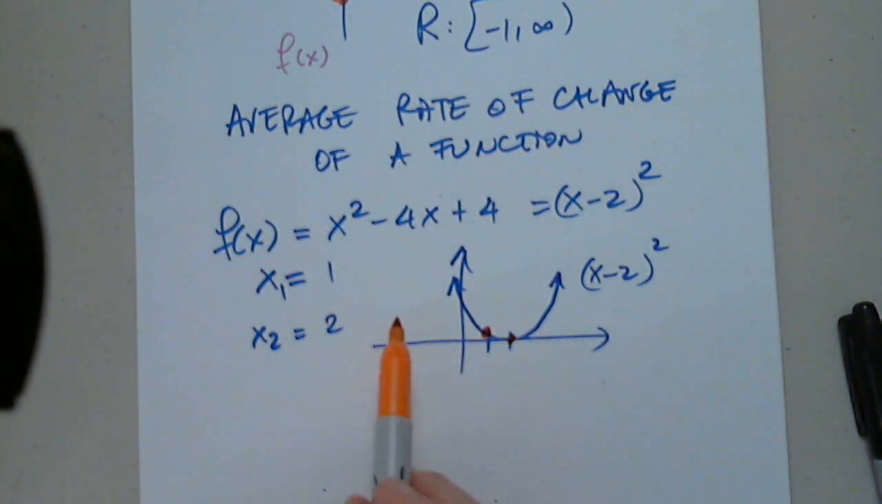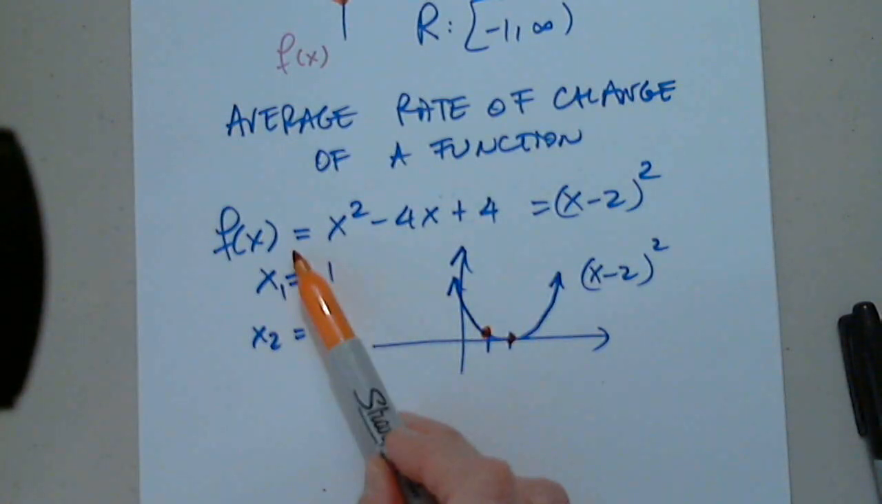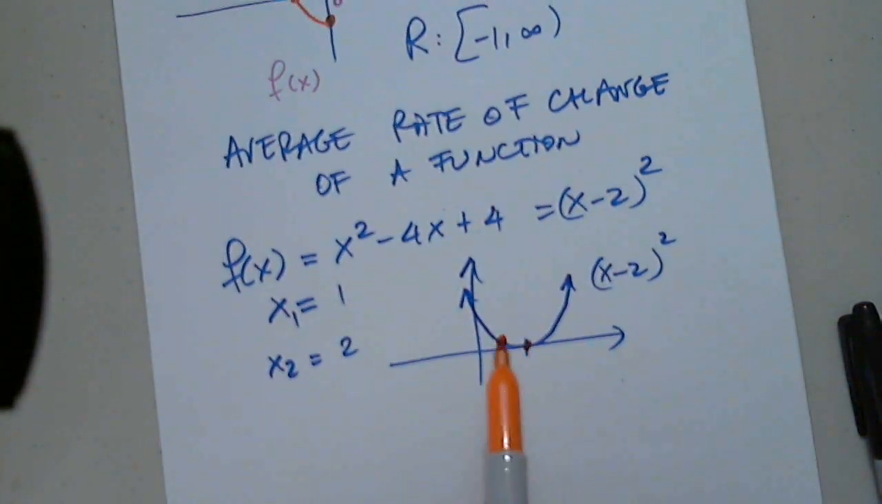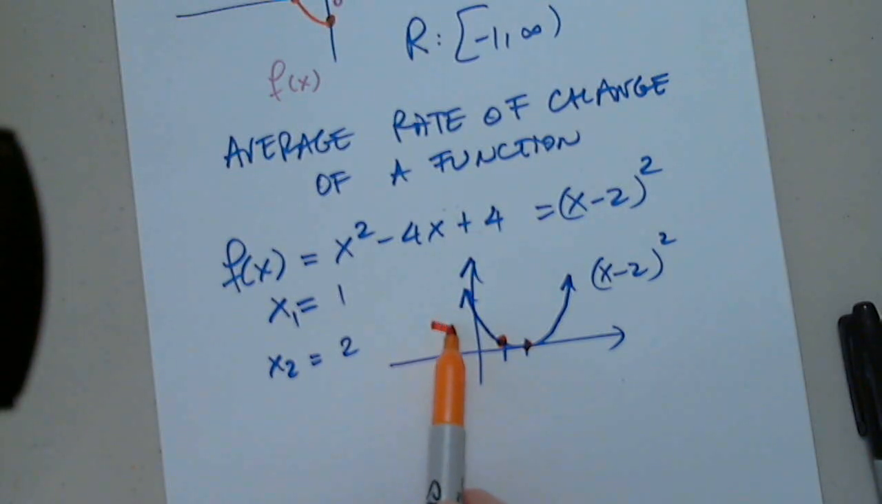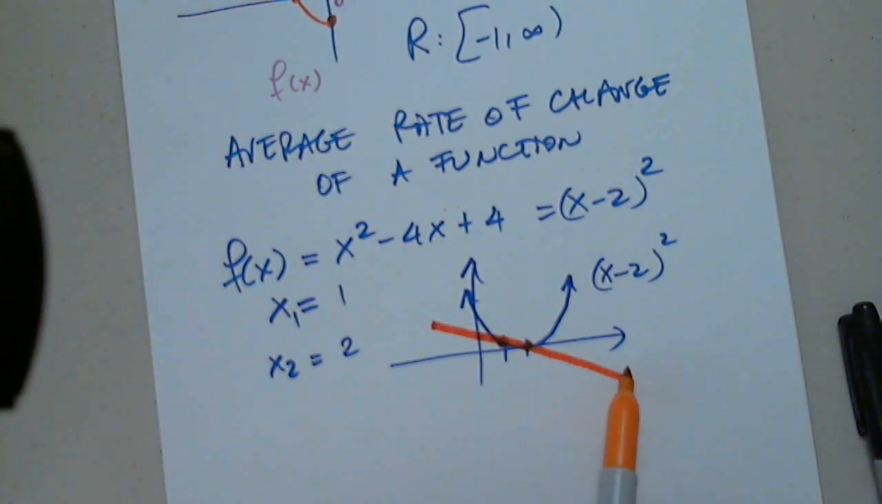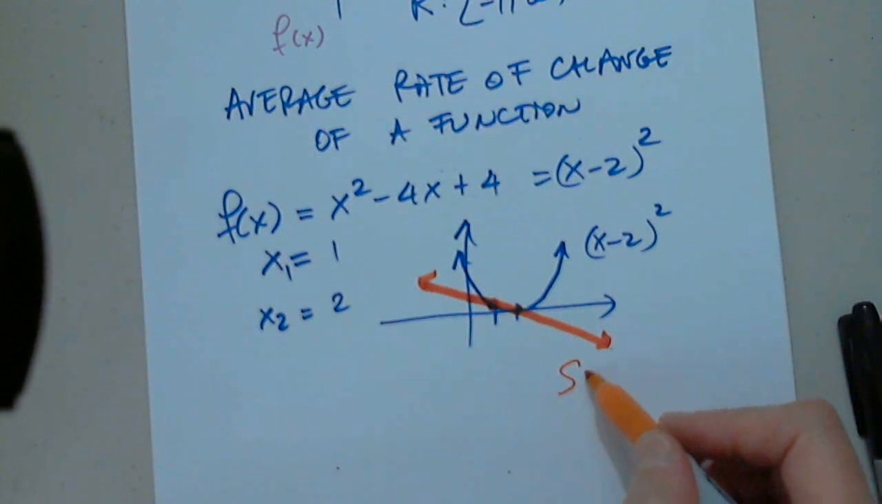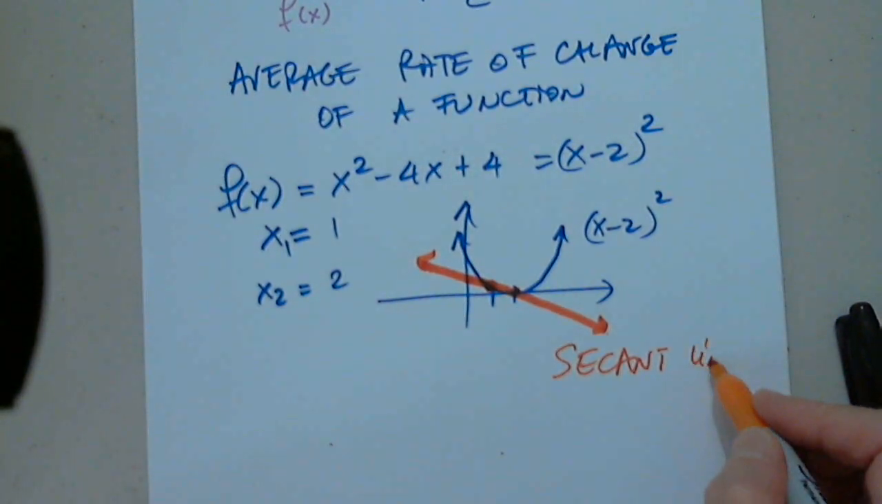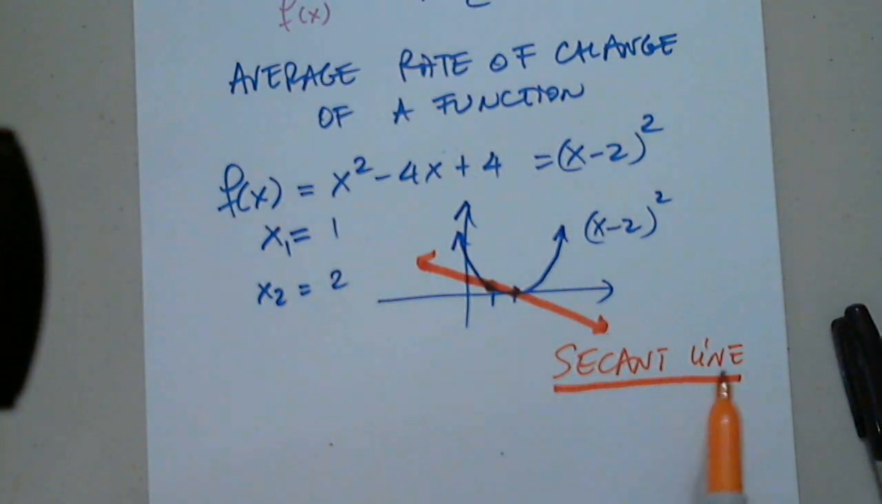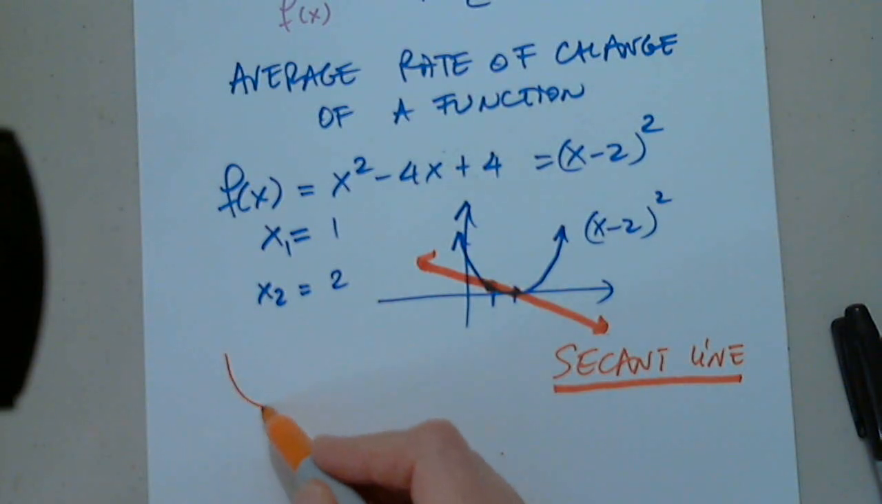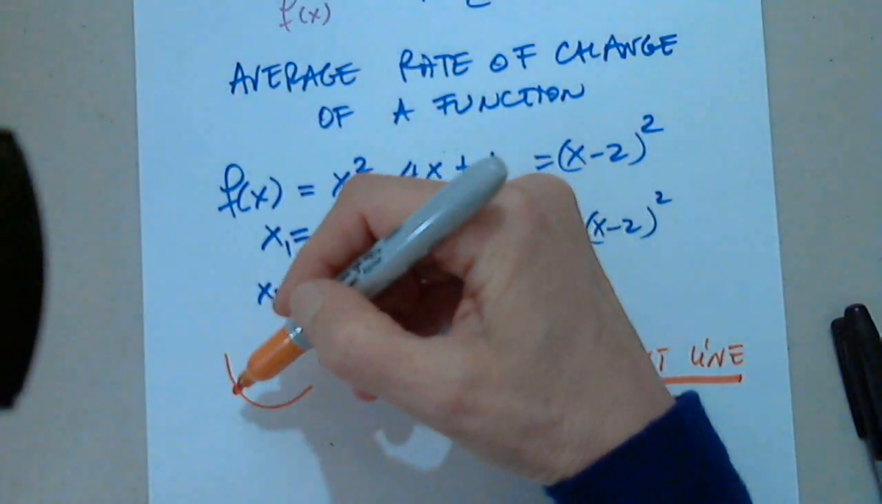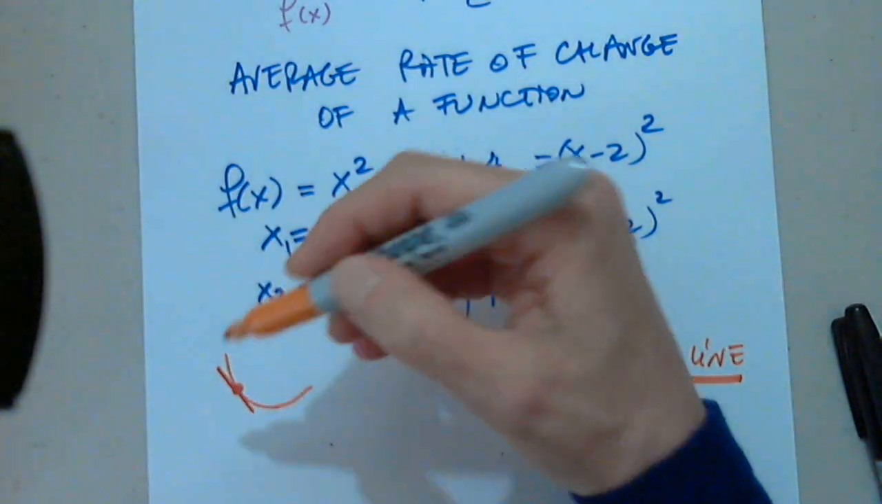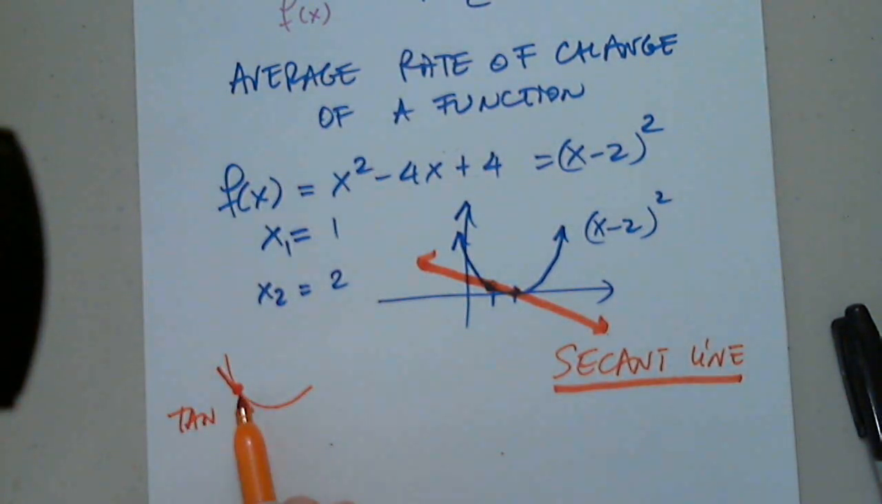So in order to determine the rate of change of this function between these 2 points, I have to draw, or imagine I draw, something called the secant line. This has nothing to do with trigonometry. A secant line crosses the graph in 2 points. A tangent line, this is a tangent line, at this point, it touches the graph in only 1 point.